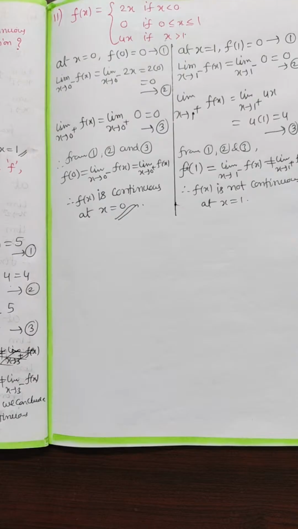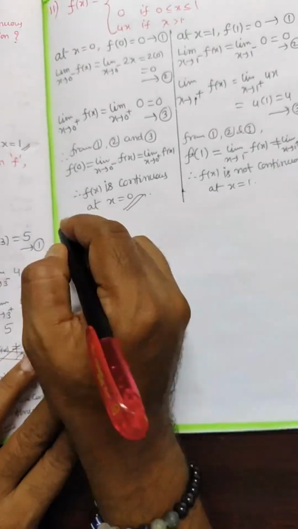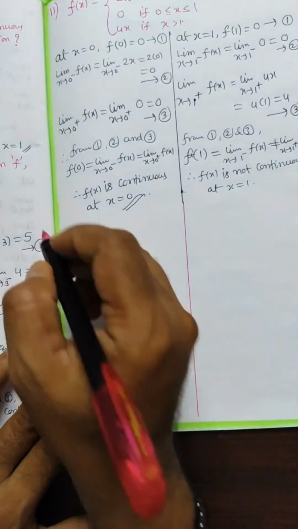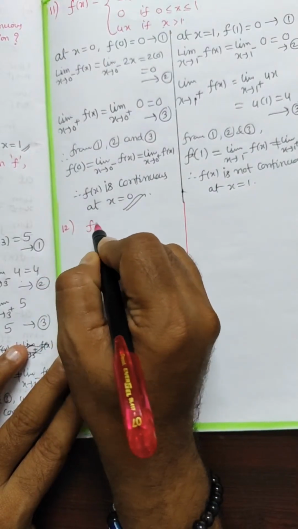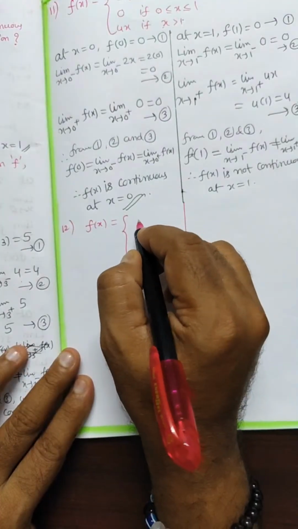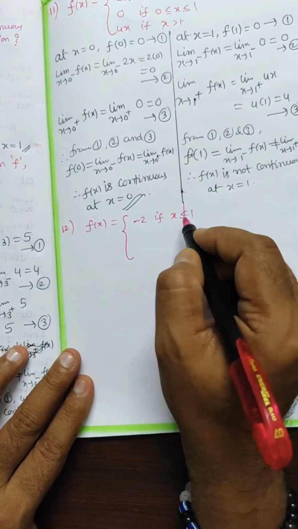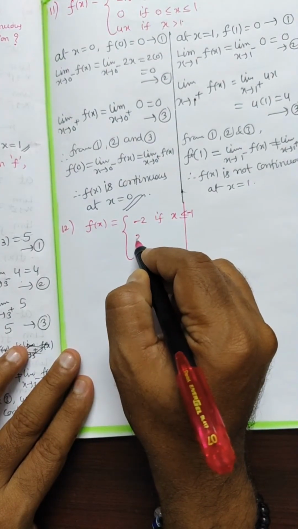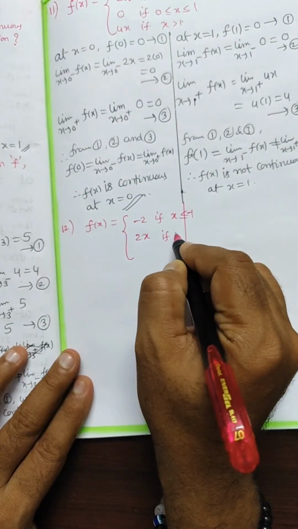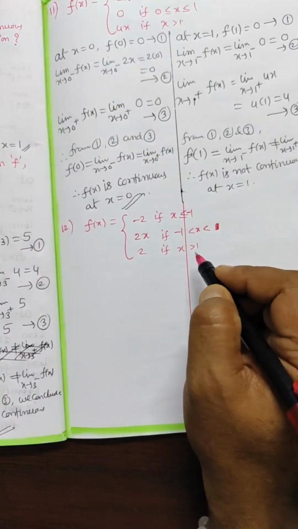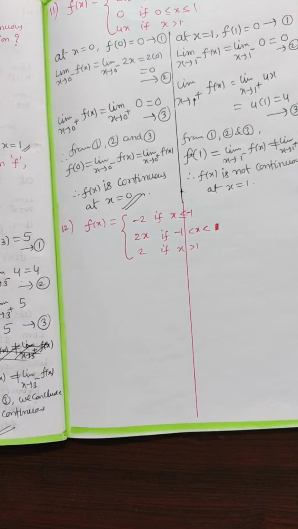So now we will move to question number 12. In question number 12, in a similar way we need to verify. f of x is equal to minus 2 if x is less than or equal to minus 1, 2x if minus 1 is less than x is less than 1, 2 if x is greater than 1. At minus 1 and plus 1 we will calculate.